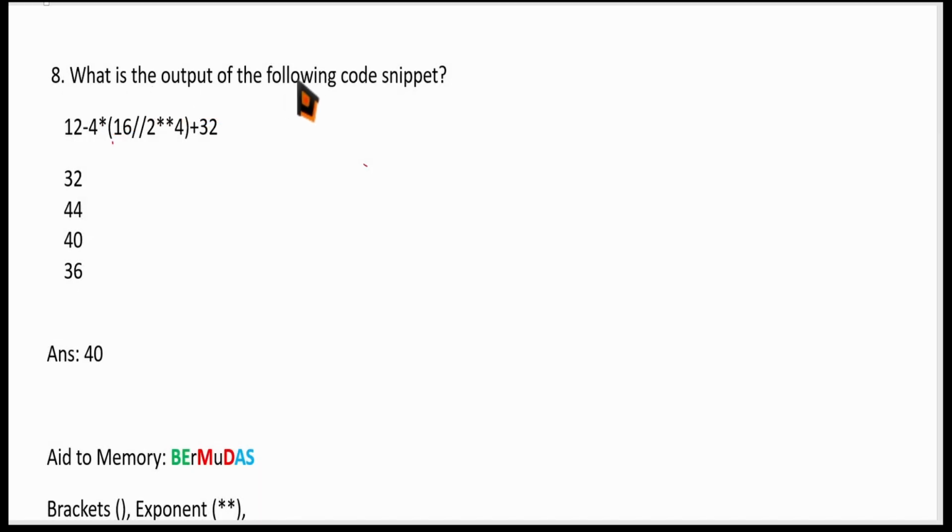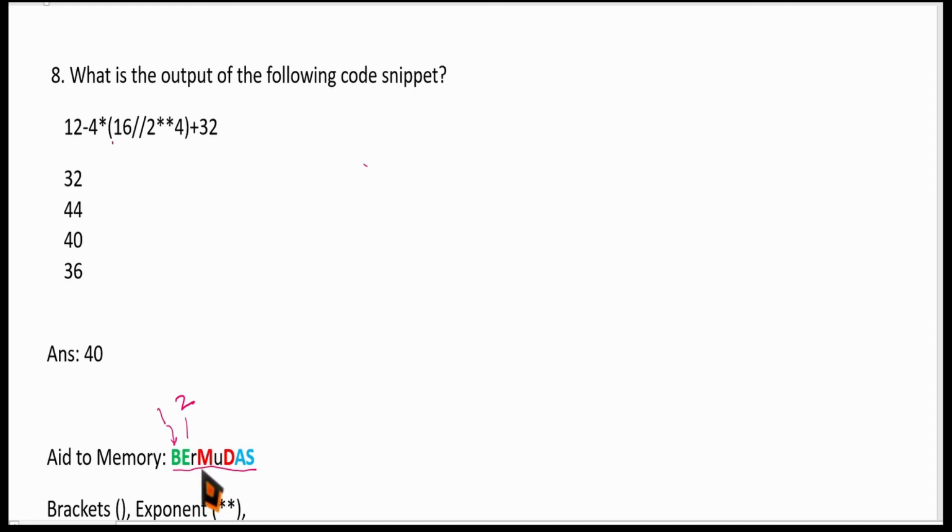What is the output of the following code snippet? 12 minus 4 star within brackets 16 double slash 2 exponent 4 plus 32. See, when an expression is given like this, first we should know the priority of the operators. To remember the priorities, you remember this term, Bermudas. See, the first letter indicates brackets, the second letter indicates exponent. These two are having highest priority. The first priority is for bracket, second priority is for exponent.